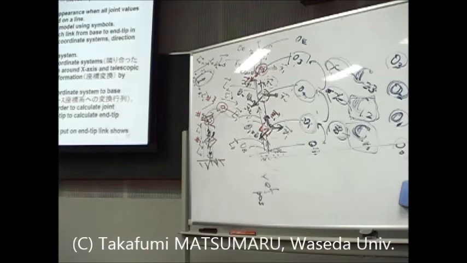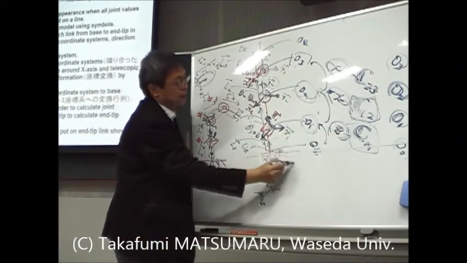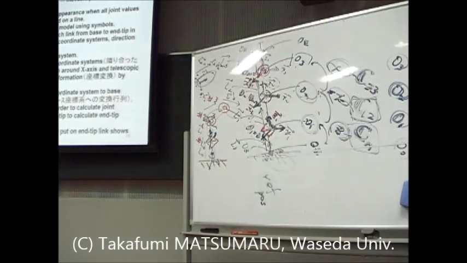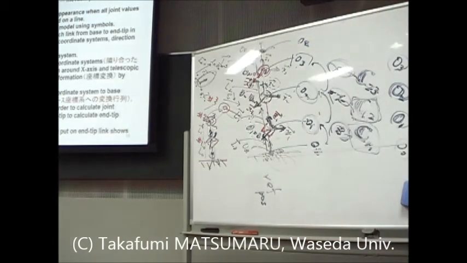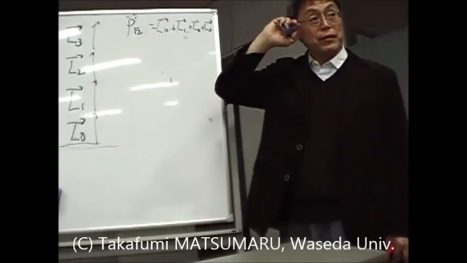Then how do we calculate the end tip position? Finally, we want to know this position from this basement. It's easy. This is the L0 vector, this link's L1 vector, this link's L2 vector, and this link's L3 vector. So the end tip position P from the basement is just the summation of these four link vectors: L0 plus L1 plus L2 plus L3. That is how to calculate the position of the end tip. Okay?